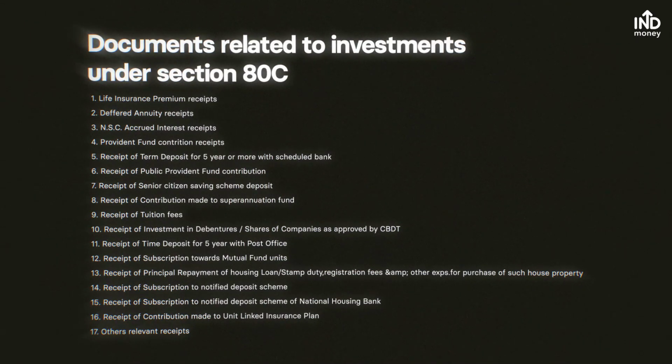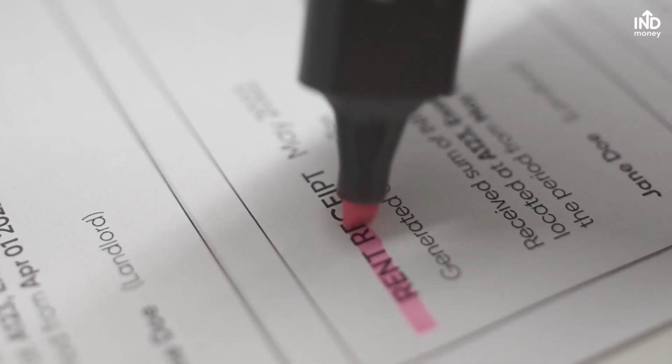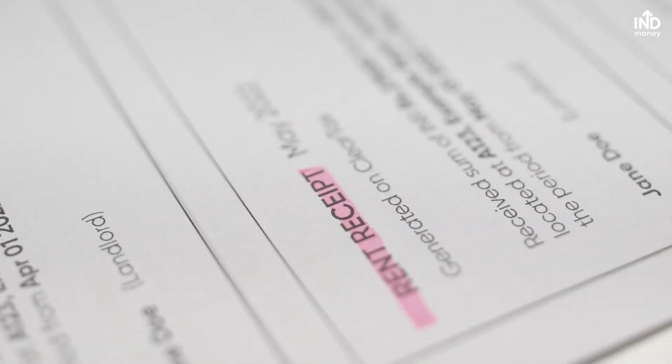Did you also know that up to Rs 1.5 lakh can be claimed as a tax deduction under Section 80C using the documents mentioned above? Well, here's a pro tip. If you pay rent, you can submit your rent receipts. HRA or house rent allowance is a very smart way of minimizing your taxable income if you're a salaried or self-employed individual.